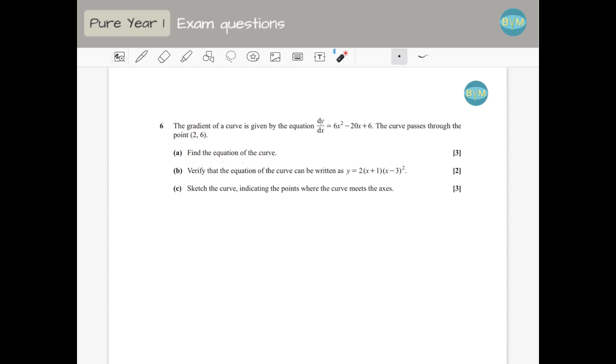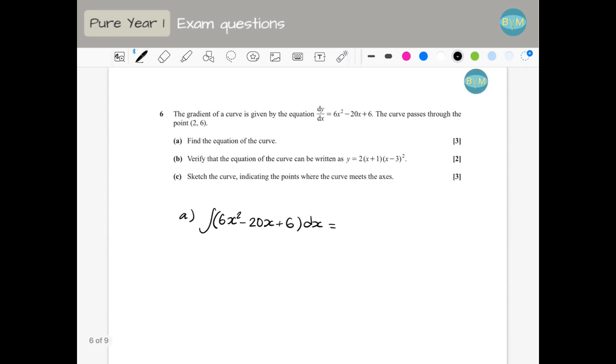Remember, if I have the function f(x) and I differentiate, that's what they are doing here, I get the gradient. So if I have the derivative and I want the function, I have to integrate. I'm going to integrate 6x squared minus 20x plus 6 dx.